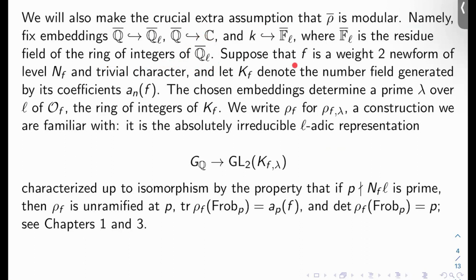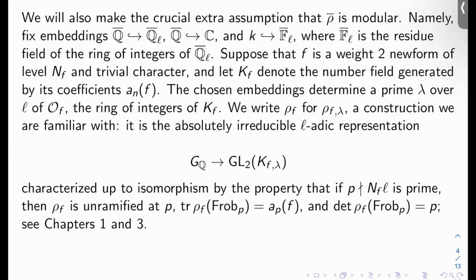We'll suppose that f is a weight 2 newform of level N_f and trivial character, and we'll let K_f denote the number field generated by the coefficients a_n of the newform f. The chosen embeddings determine a prime lambda over L of O_f. We talked about this way back in chapter 3, where O_f is the ring of integers of K_f. We'll shorthand and write rho_f for rho_{f,lambda}, which is a construction we're familiar with.